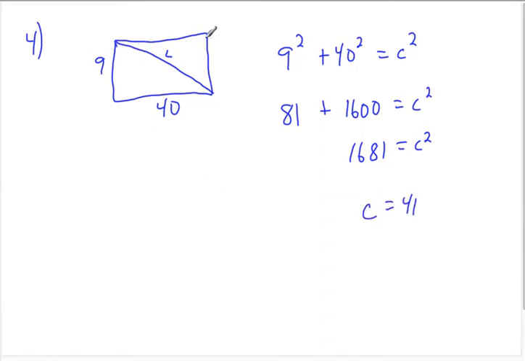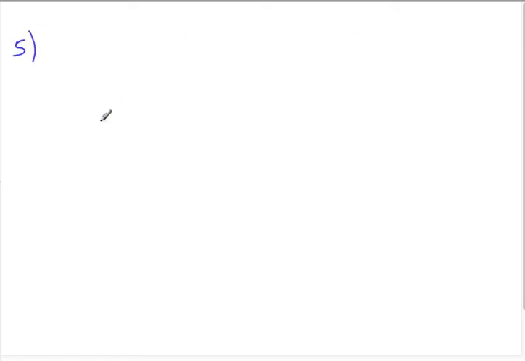How long is that diagonal? 41 inches. So we always reread the problem because we need the units and we need to know what they're asking for. Number 5, a car travels 28 miles north, so starting somewhere, going 28 miles north, then turns east, goes east some unknown distance, and the destination is 53 miles from the starting point. How far did the car travel east?